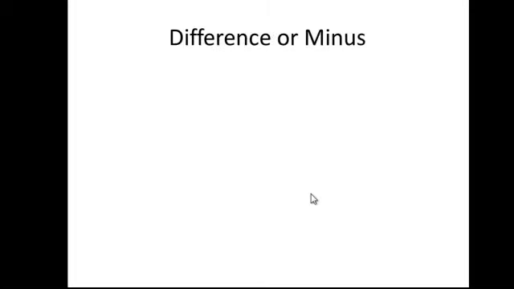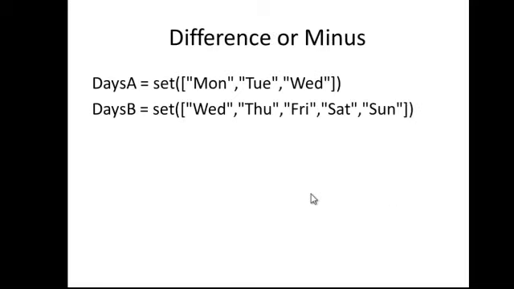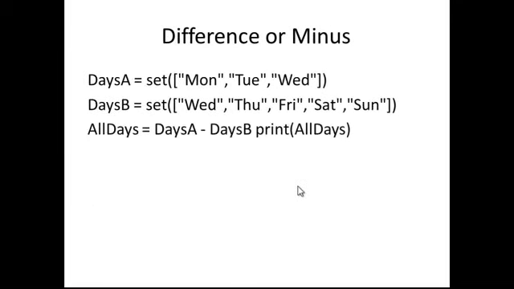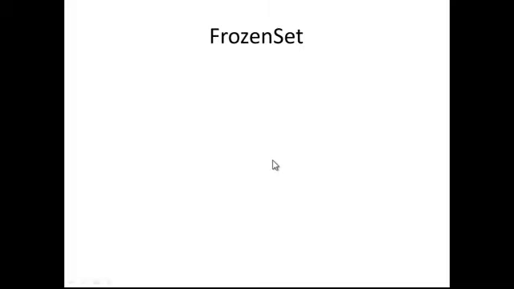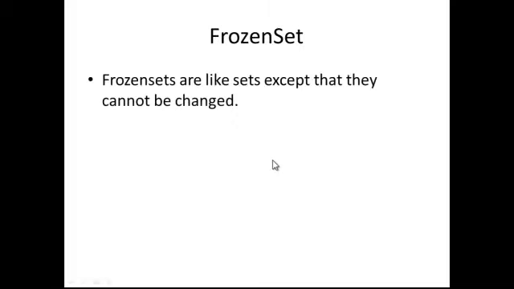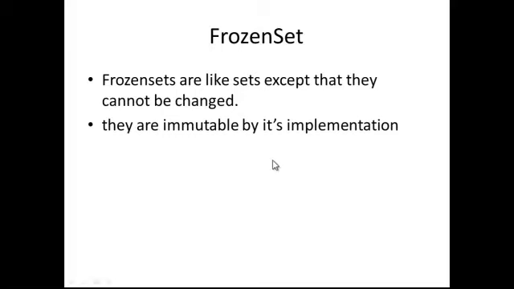Difference or minus. Set A and set B, when we take them, according to the order of difference, you use A minus B or B minus A. If I take A minus B, the elements that exist only in A but not in B are displayed. Similar is the case for the reverse order as well. As we discussed, frozen set is almost a read-only type of set, as we call it, an immutable behavior. Hope the concept is clear.